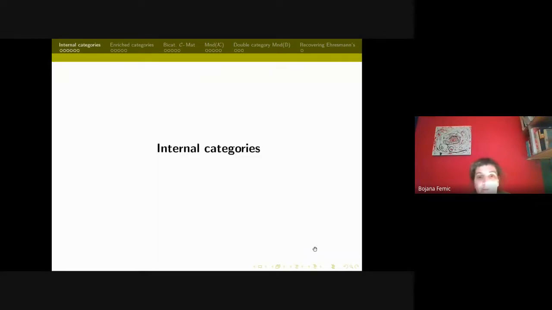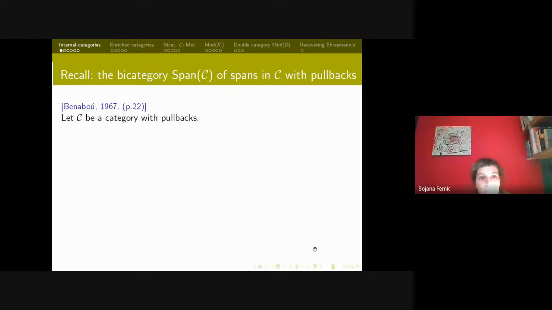So we start with internal categories. As I said, this is also by Bénabou. To define an internal category in C, this C is required to have pullbacks. Now, the bicategory of spans in C, we saw it in the first class when we defined bicategories, this was one example. And now we come back to it.